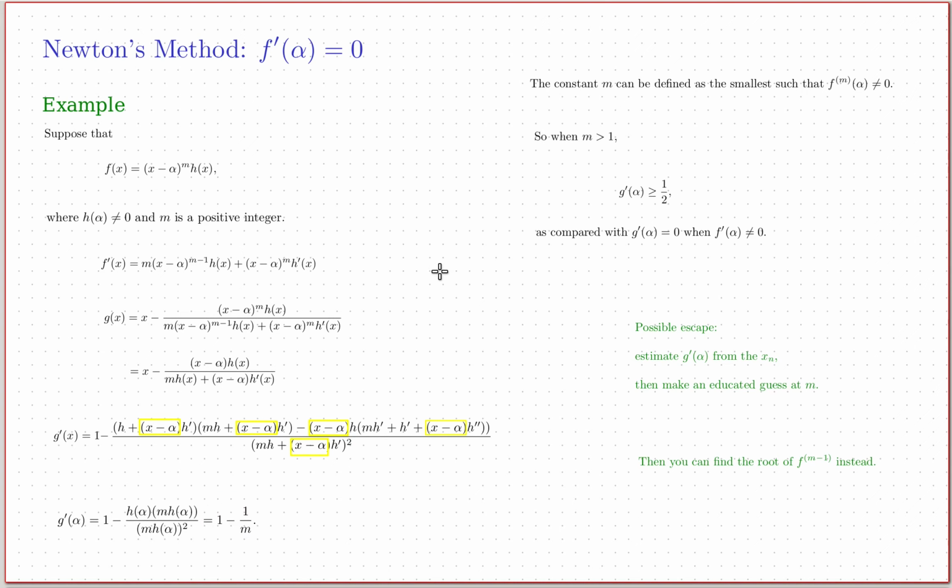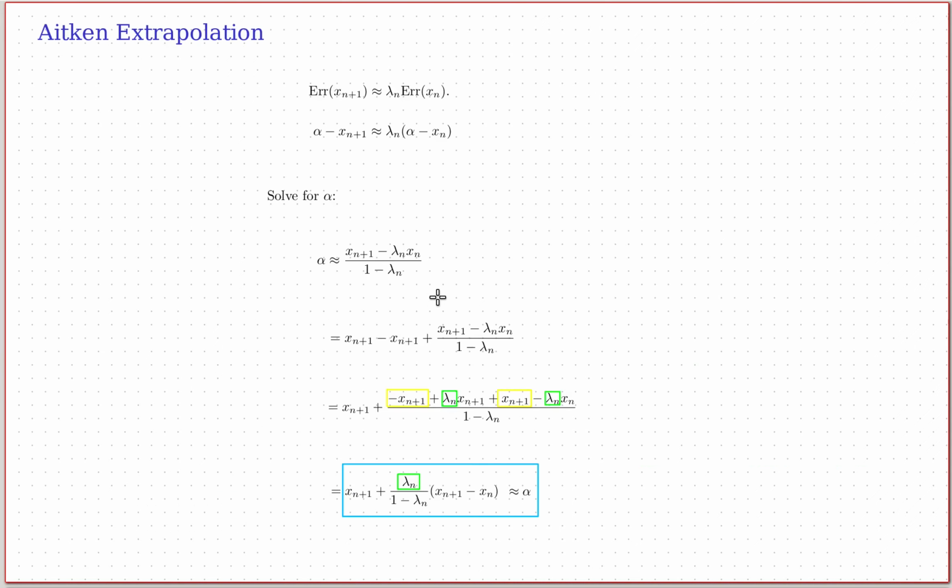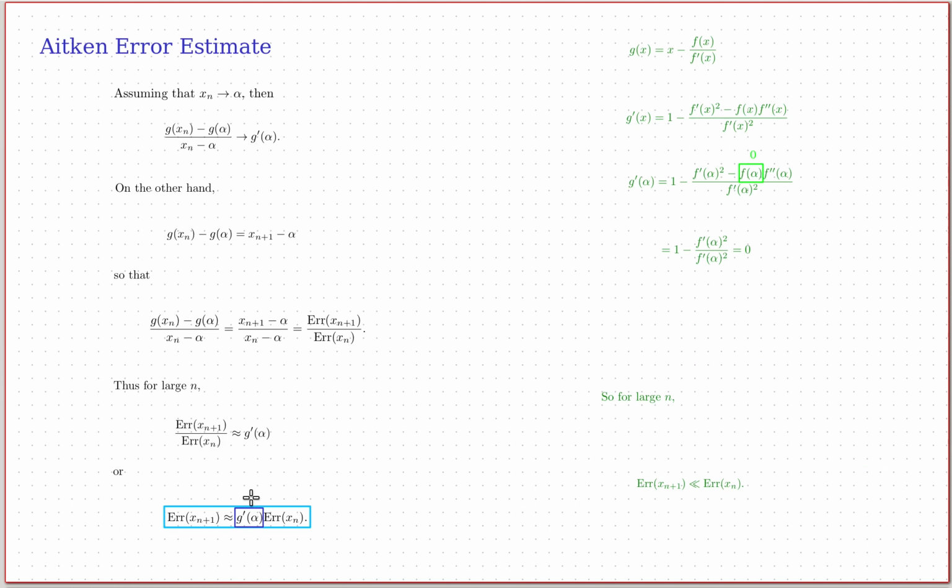On the other hand, this result is bad for what it tells us about g prime of alpha. Remember, by the way, what g prime of alpha represents. It came up in the Aitken error estimate. It tells us the ratio between the new error and the old error in our estimates for the root, right? And remember that in the case of Newton's method, if f prime is not equal to 0 at alpha, then we found out that the derivative g prime of alpha was equal to 0. And that was very good because it meant that the error is reducing very, very quickly.